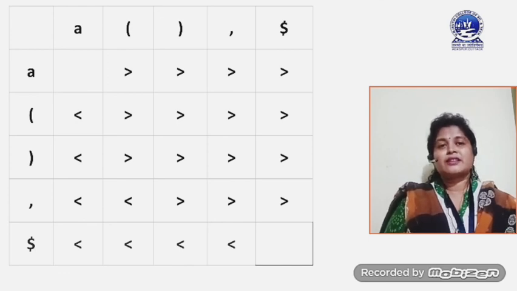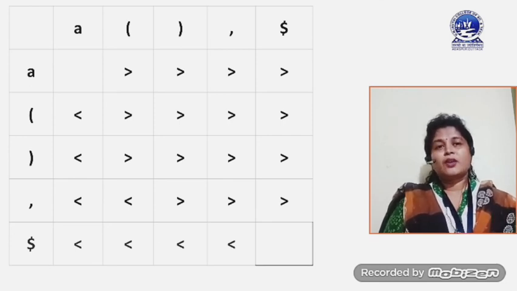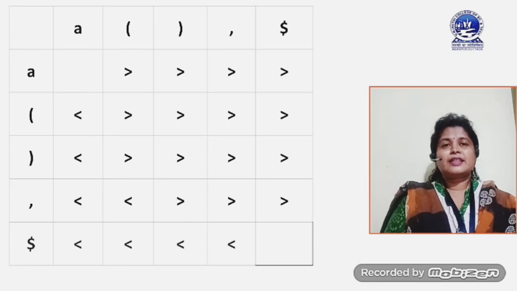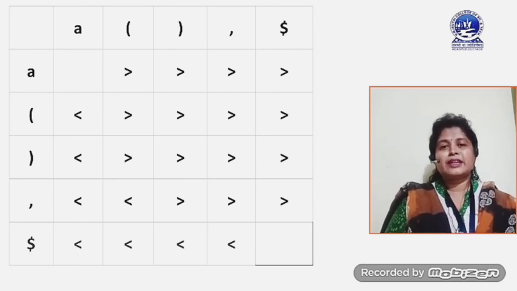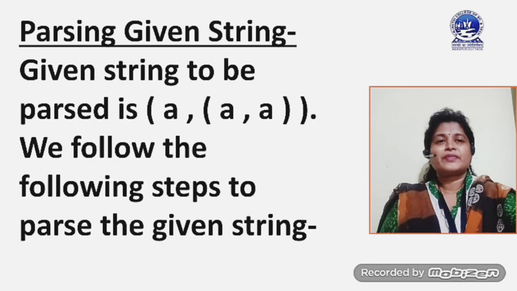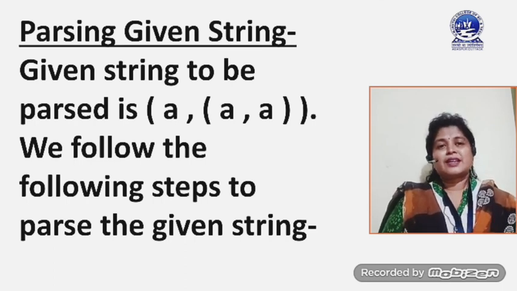It means that we are trying to find out the relation between A and opening bracket, A and ending bracket, A and comma, A and dollar symbol, in this way. Similarly, dollar symbol with A, dollar symbol with opening bracket, dollar symbol with ending bracket, comma with A, comma with opening bracket, comma with ending bracket, all this. Then we will start parsing.